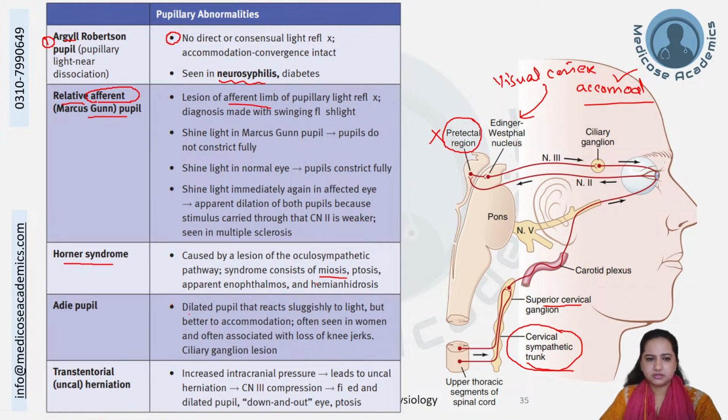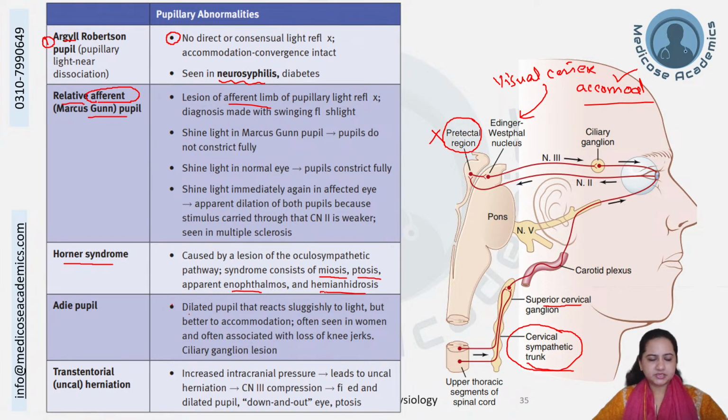There will be miosis, ptosis, drooping of the eyelid, apparent enophthalmos, and half of the face will have absent sweating. These are the other functions of sympathetic nerve supply to the face. So it will be a constellation of symptoms: ptosis, miosis, enophthalmos, and anhidrosis, caused because of damage to the sympathetic nerve supply to the eye.